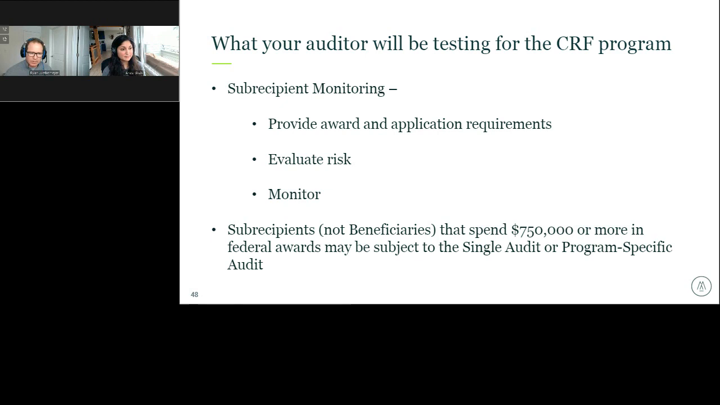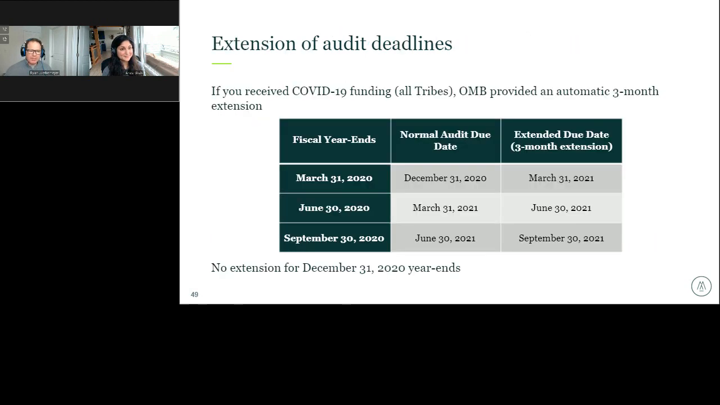And finally, I know Anita brought this up earlier too, but OMB has extended audits for those entities that receive COVID funding, which in most cases would include all tribes. Well, it includes all tribes because of the COVID funding and CRF funding received. But it's important to note that for tribal entities that maybe require a single audit but didn't receive any COVID funding, they would not be eligible for these extensions.